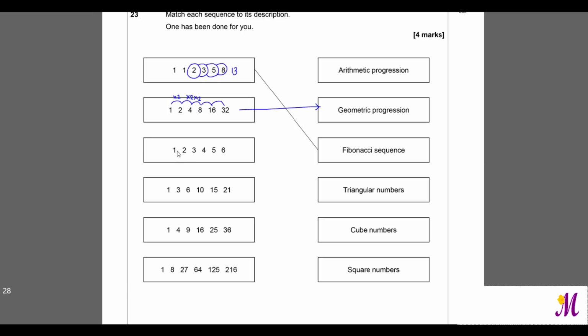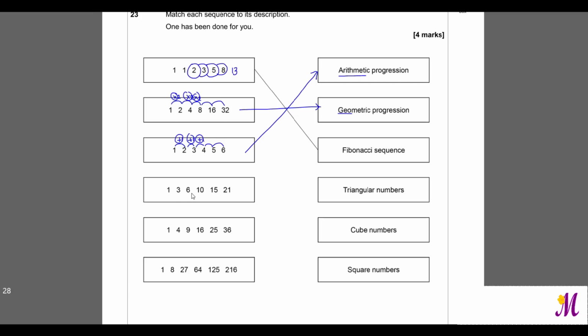What about this one? 1, 2, 3, 4, 5, 6. It's going up by adding just 1. So it is called arithmetic progression. So you see the key is if you times it with the same number all the time, it makes geometric progression. If you add the same number every time, that makes arithmetic progression. So that's the key. Now let's see what this sequence is.